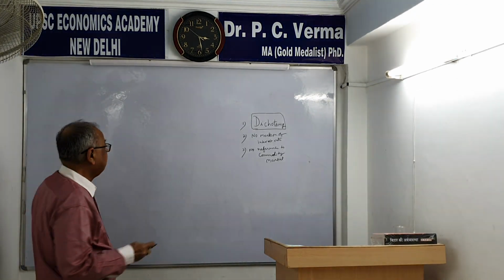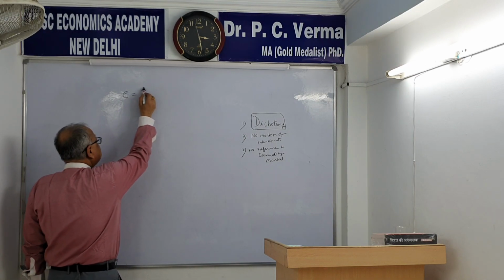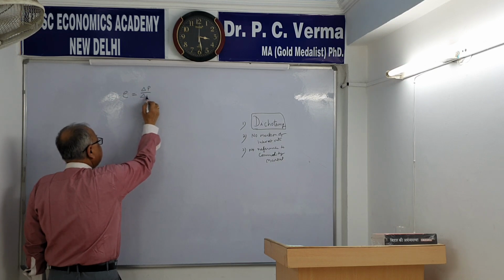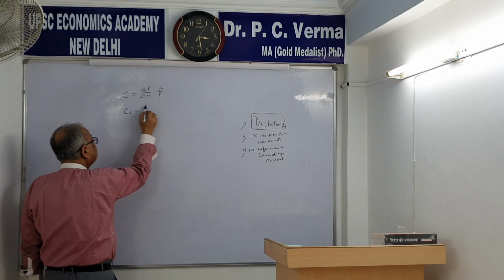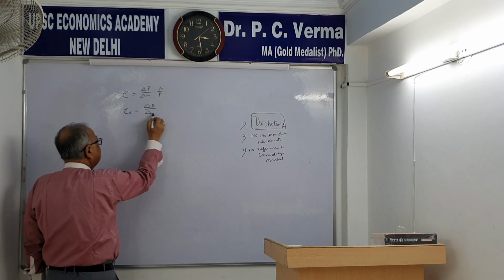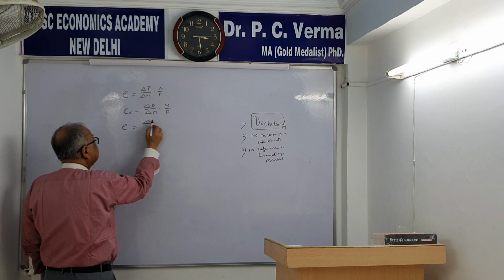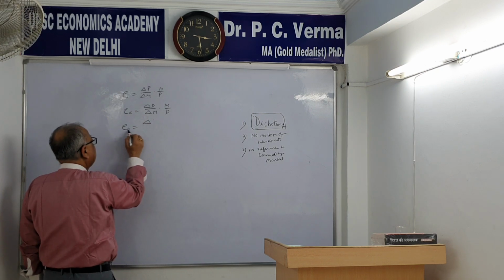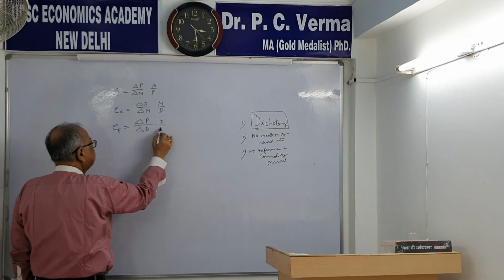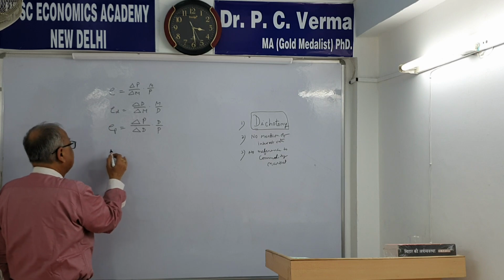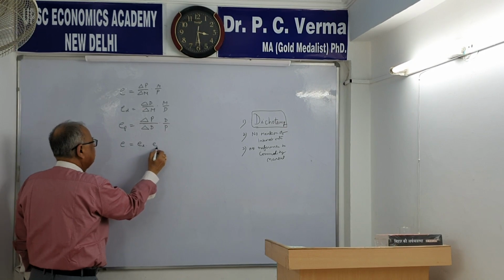So elasticity of money with respect to price, this is elasticity of price with respect to money. This is elasticity of demand with respect to money. And EP is elasticity of price with respect to effective demand. Keynes said that E is always equal to ED into EP.